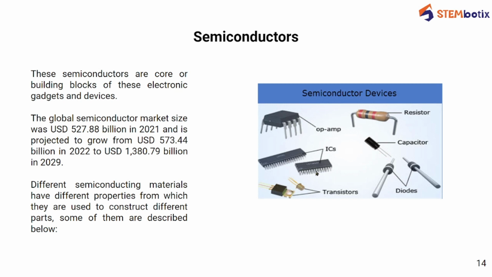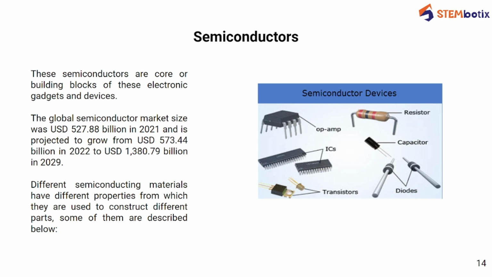So these are the semiconductor devices in which the semiconductor materials are used. Op-amp, resistor, capacitors, diodes, transistors and different kinds of ICs are made from semiconductor materials. This semiconductor is the core and building block of these electronic gadgets and devices.